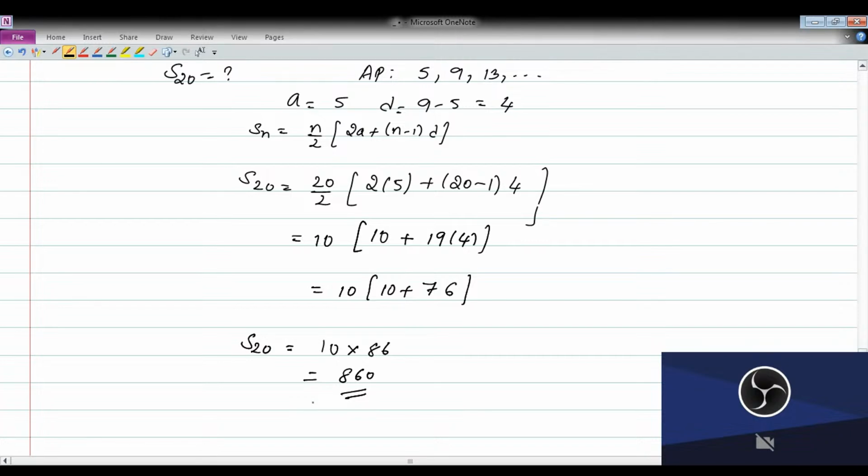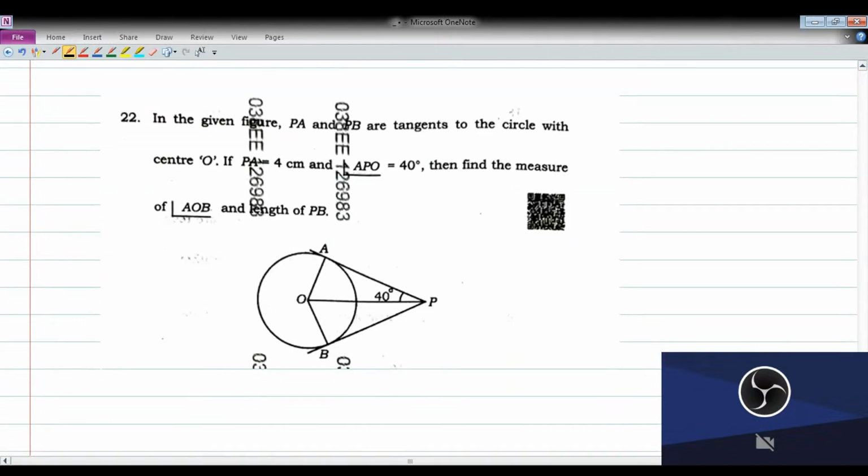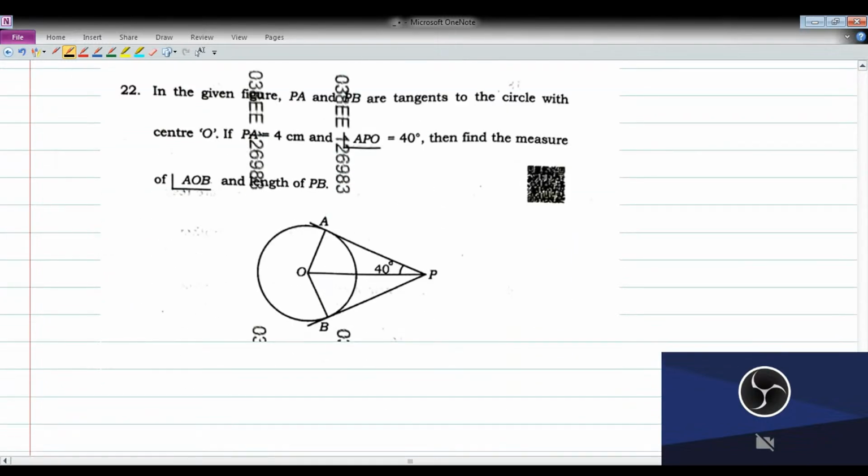Right, now I'm going to take the next one, that is question number 22 from the chapter circles. In the given figure, PA and PB are the tangents to the circle with the center O. If PA is equal to 4 and angle APO is given, PA is equal to 4 centimeter, and angle APO is equal to 40 degree. So then what is angle APB? The angle APB will be equal to twice that.